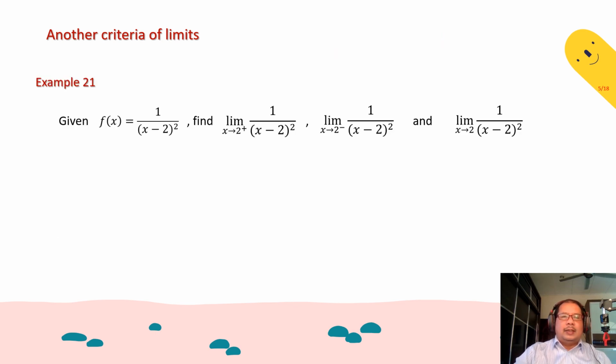Okay, example 21. Given f(x) equal to 1 over (x minus 2) squared. Find the limit as x approaches 2 from the right of 1 over (x minus 2) to the power of 2. The limit as x approaches 2 from the left of 1 over (x minus 2) to the power of 2. And the limit as x approaches 2 of 1 over (x minus 2) to the power of 2.